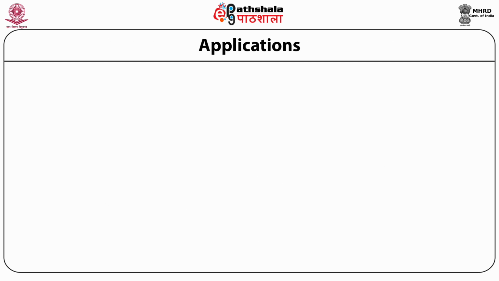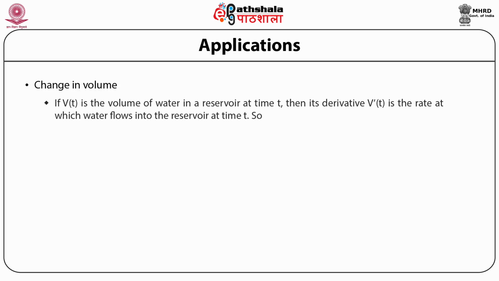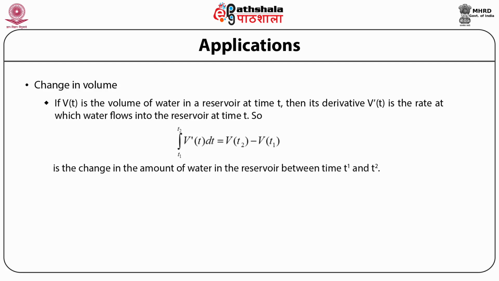Applications. Change in volume. If V of t is the volume of water in a reservoir at time t, then its derivative V dash of t is the rate at which the water flows into the reservoir at time t. So the integral from t1 to t2 of V dash of t dt is equal to V of t2 minus V of t1. It is the amount of change in the water in the reservoir between time t1 and t2.